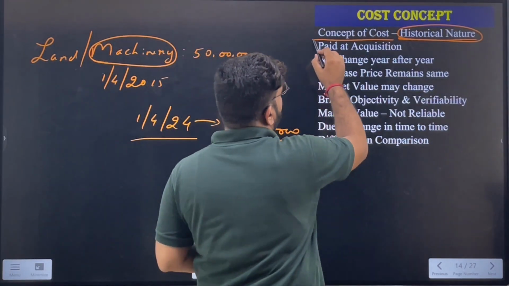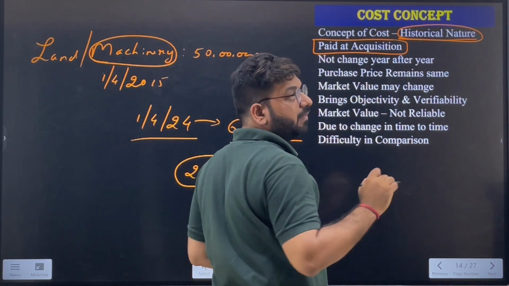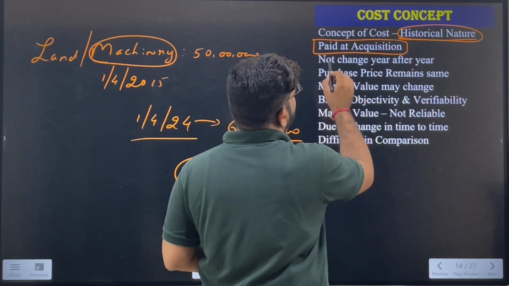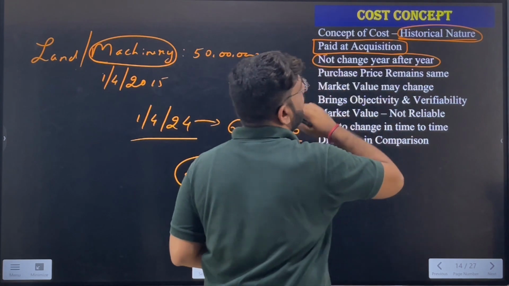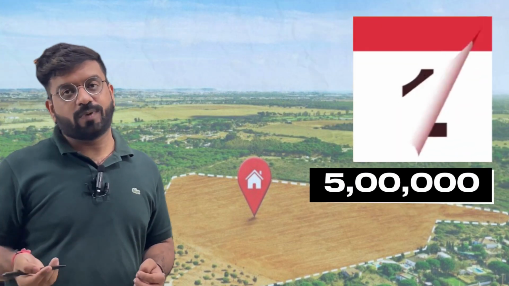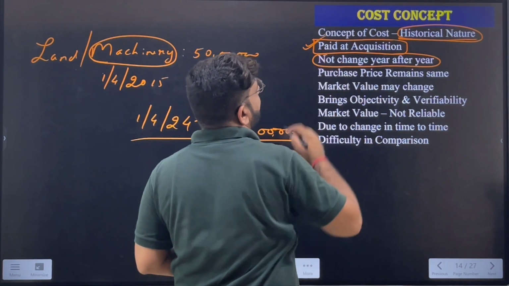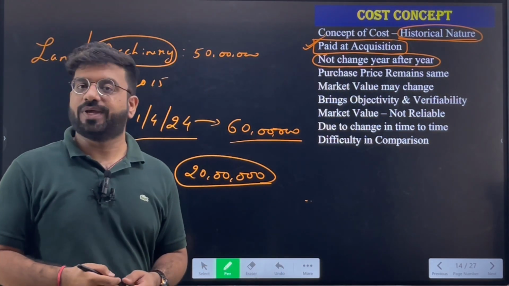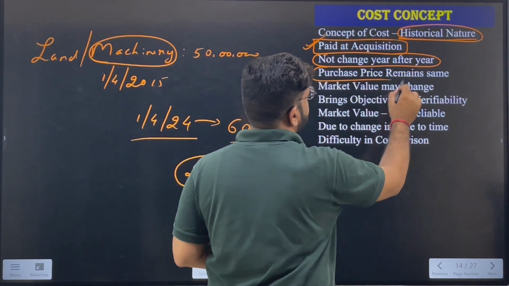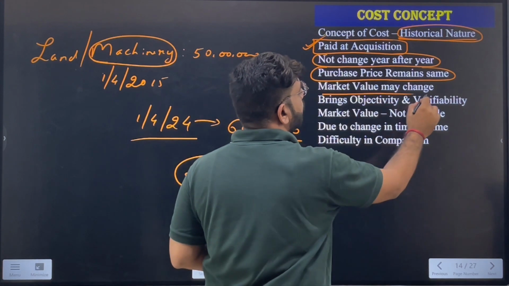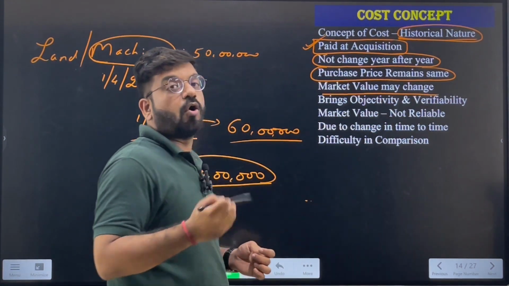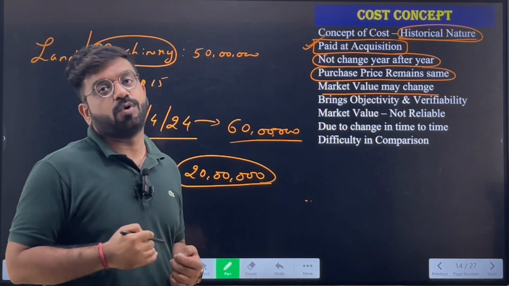Next, the amount paid at acquisition is the main amount which we will be recording. Apart from that, it will not change year after year. Suppose my land's value increased by 5 lakhs after 1 year, and it increased by 2 lakhs the next year, but then also I will have to record the land's value at the same price which I had paid at the time of acquisition. Okay. Next, the purchase price remains same. As I just told you, the market value may change, but we don't have to change that price in our books of accounts.